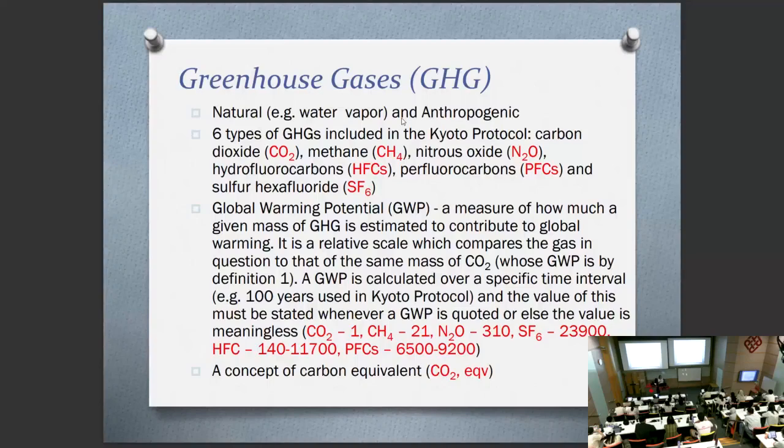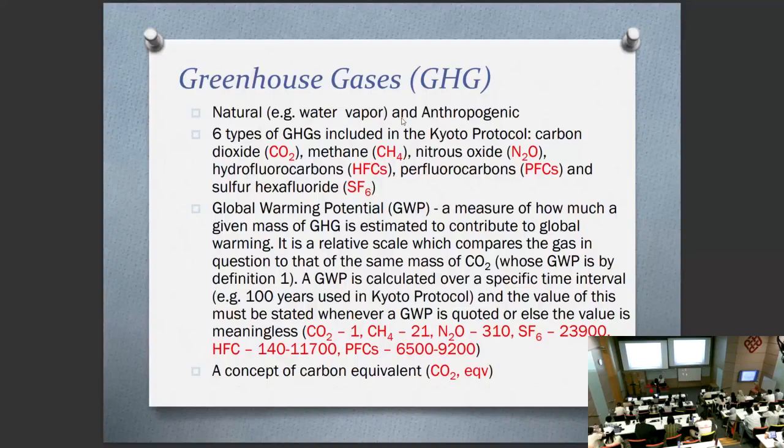It is a relative scale which compares the gas in question, so whether it's carbon dioxide or methane or nitrous oxide, okay, compare the gas to that of the same mass of carbon dioxide. Okay, we use carbon dioxide as a reference, and the global warming potential of carbon dioxide is said to be 1. Okay, so we use carbon dioxide as a reference.